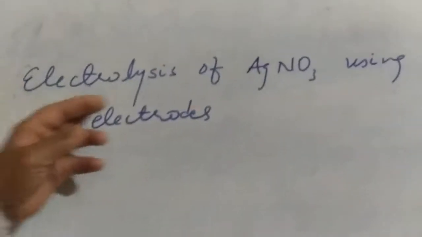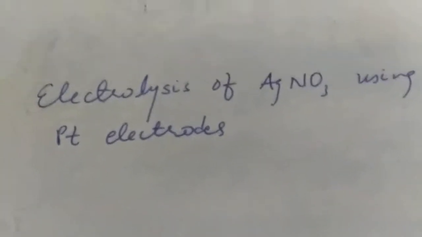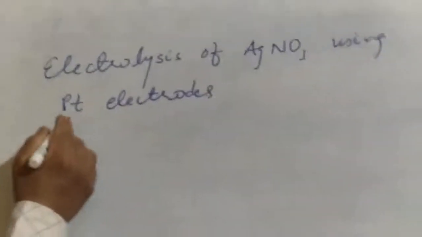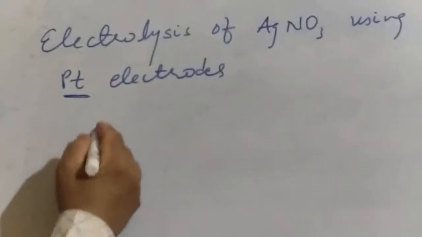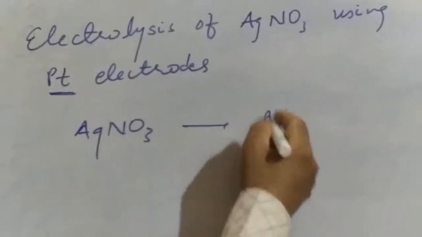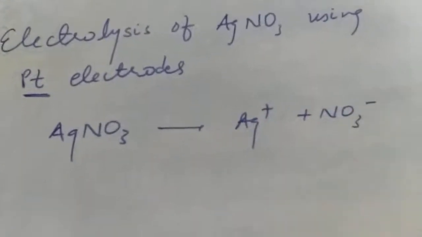Okay, now suppose we are electrolyzing the aqueous solution of silver nitrate by using platinum electrodes. Now why am I emphasizing platinum electrodes? Very soon you will understand. Silver nitrate, AgNO3. In the water it dissociates into Ag plus and NO3 minus.